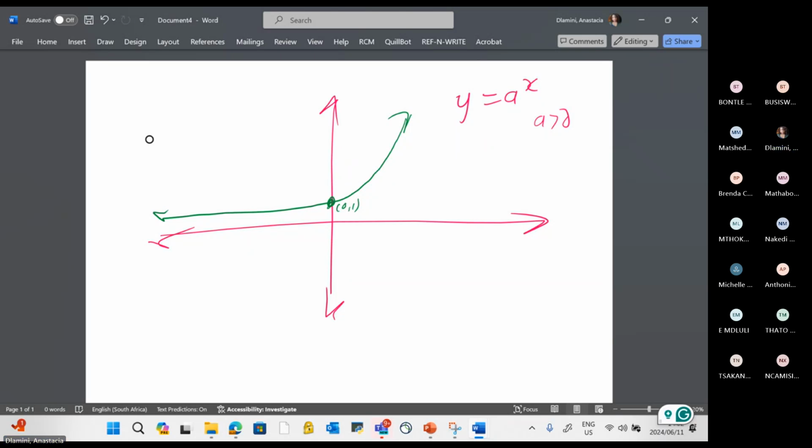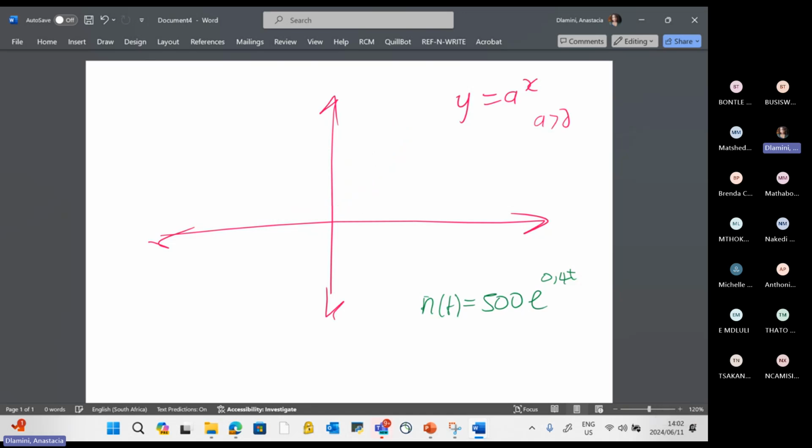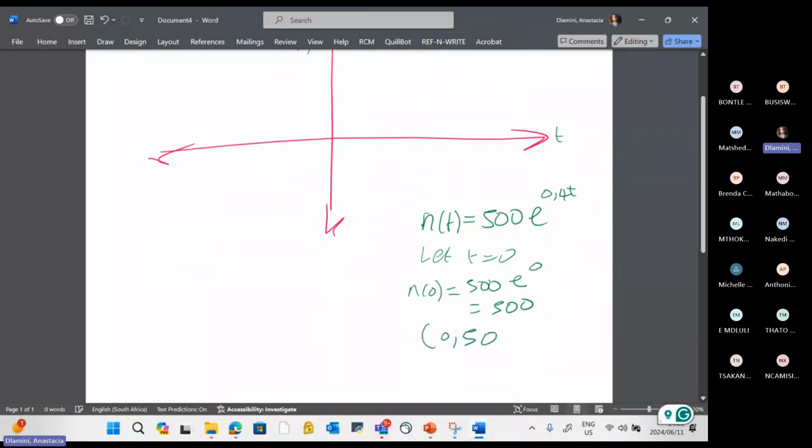Now look at this. We have N of t, which is equal to 500 e to the power of 0.4 t. If we were to draw this graph, we first find the y-intercept. This is t, and this will become N of t. We let t equal 0. So N at 0, initially, is 500 e to the power of 0, which is equal to 500. Meaning the y-intercept will be (0, 500). Are we all together, guys?